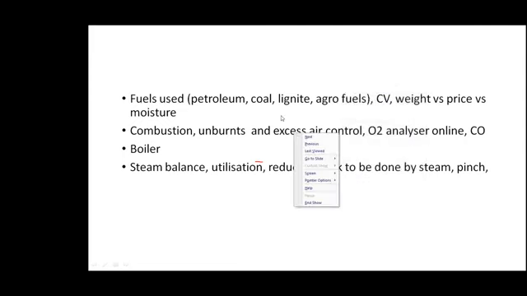Now how do we select the fuel? This is based on the calorific value of the fuel, the weight of the fuel, and then we have the price. Ultimately, what is the price we pay for the fuel? So all this matters when you track the energy source.